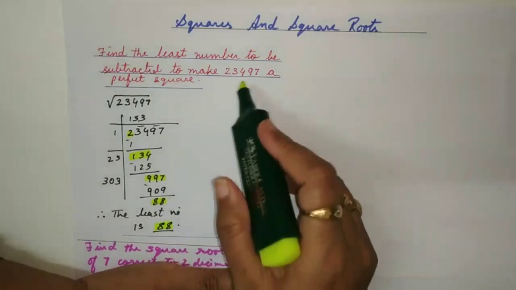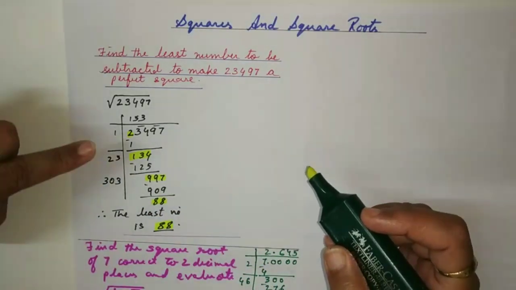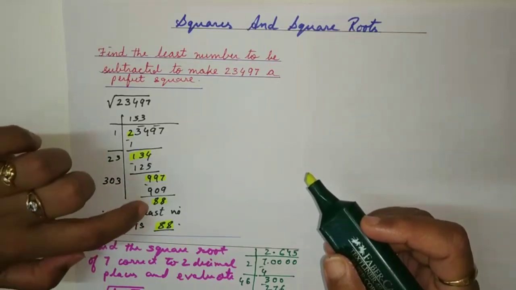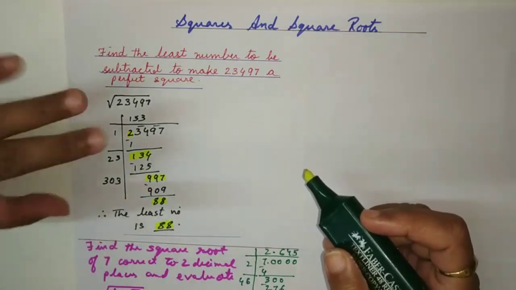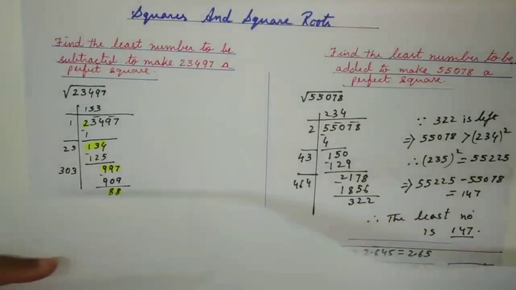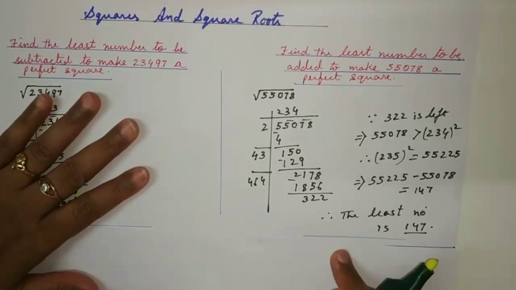Simple. For the least number to be subtracted, yes, it is simple. You just have to find out the square root by division method. Whatever is your remainder has to be subtracted. But this is not the same for finding the least number that has to be added. So I have got a question of that type also.